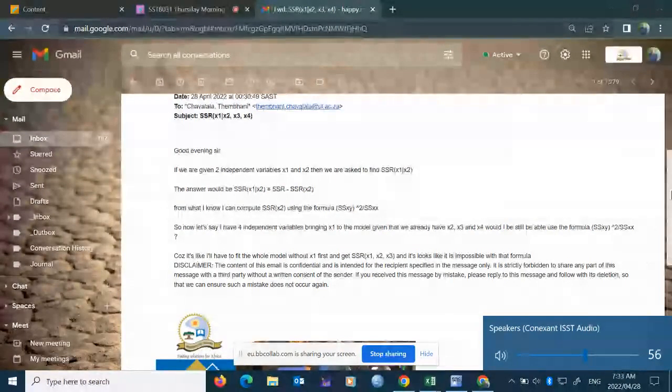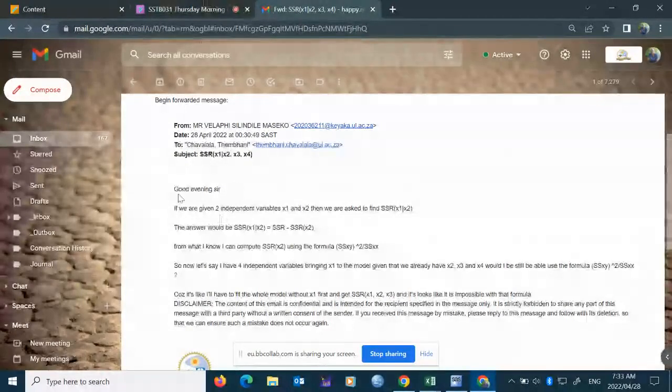One of the questions that I received from the leader is: some of the emails I'm getting them at 3 a.m. But it's fine. It shows that you want to pass. He is saying, if we are given two independent variables x1 and x2, and we are asked to find SSR of x1 given x2, then from what I know, I can compute SSR of x2 using the formula. The answer is this is true. I agree.